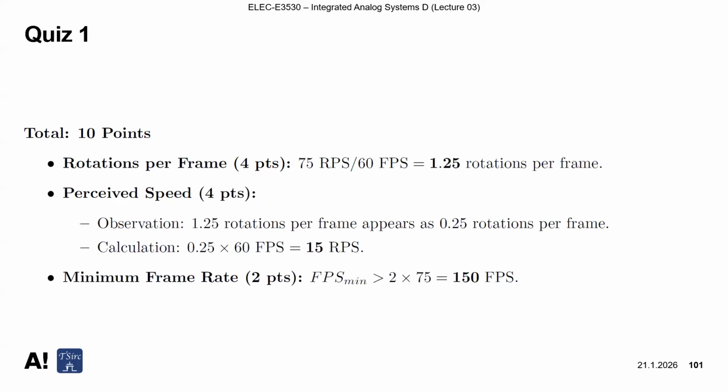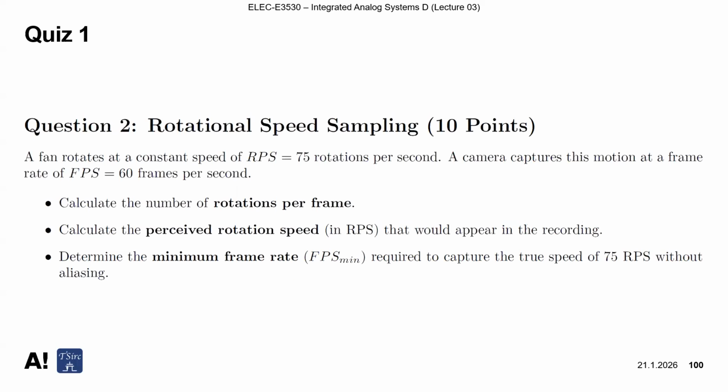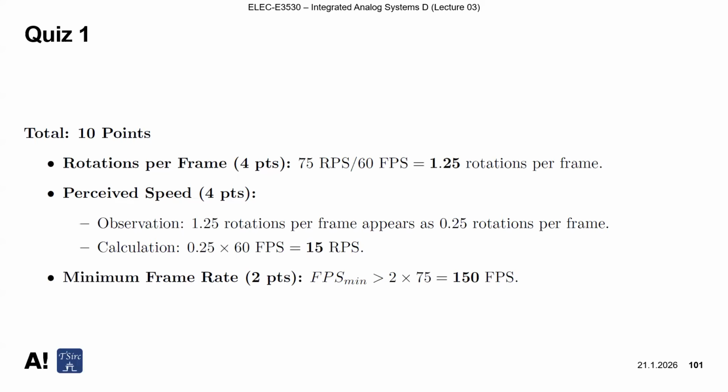So to calculate the rotations per frame, RPS is defined as rotations per second, and FPS is defined as frames per second, right? So if we want to derive our rotations per frame, we can simply divide the RPS number by the 60 FPS number. So we can cancel out the per second part. So it goes to the rotation per frame domain. So it goes to 1.25 rotations per frame.